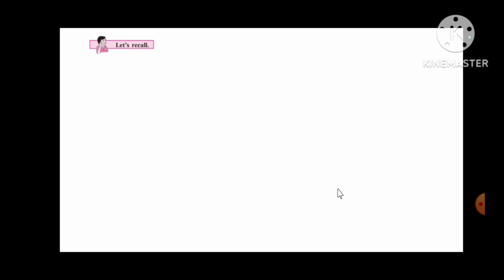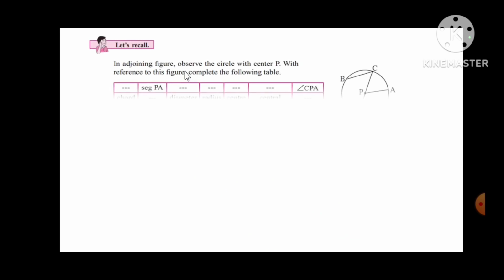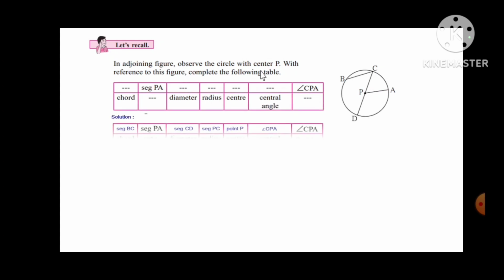Let us recall. In the adjoining figure, observe the circle with center P. With reference to the figure, complete the following table. Here the circle is given with center P and some other terms are given. We have to recall them. The first is the name of a chord. Here BC is the chord. Chord BC is shown here. Also CD is a chord, but it is the biggest one.